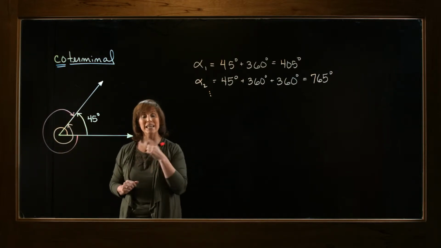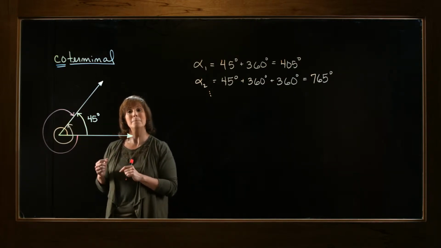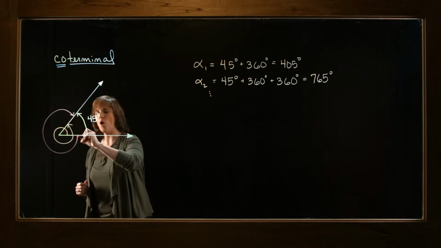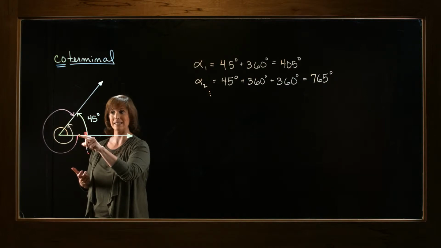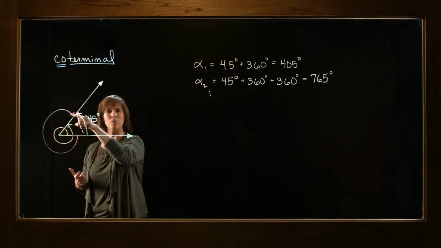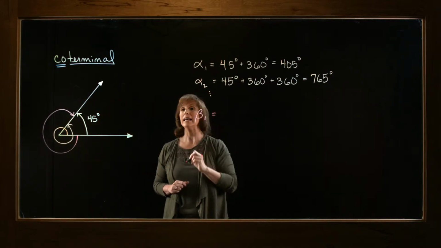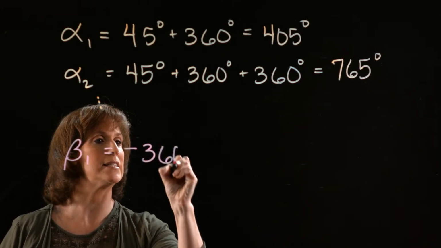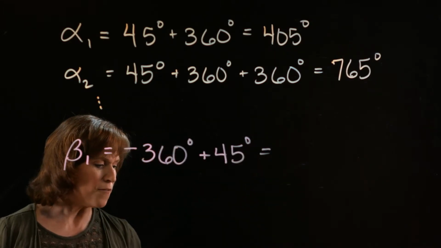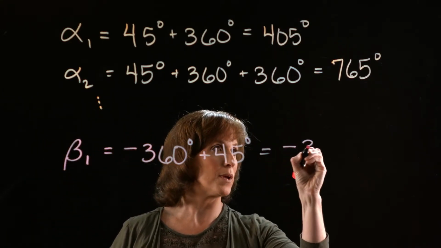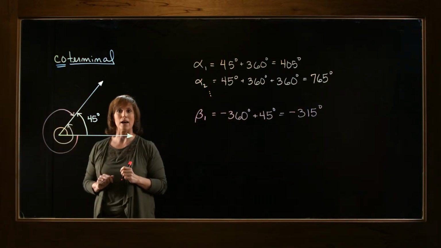Well, remember, one complete revolution is 360 degrees. But if I rotate clockwise, I'll be measuring minus 360 degrees. So if I go the whole way around one time, back to that initial side, I've got minus 360 degrees. But then I want to add 45 to get back to that terminal side. So one option is to take minus 360 degrees and add my 45 degrees. Okay? If I do that, I end up with negative 315 degrees, which is the measure of that pink angle.